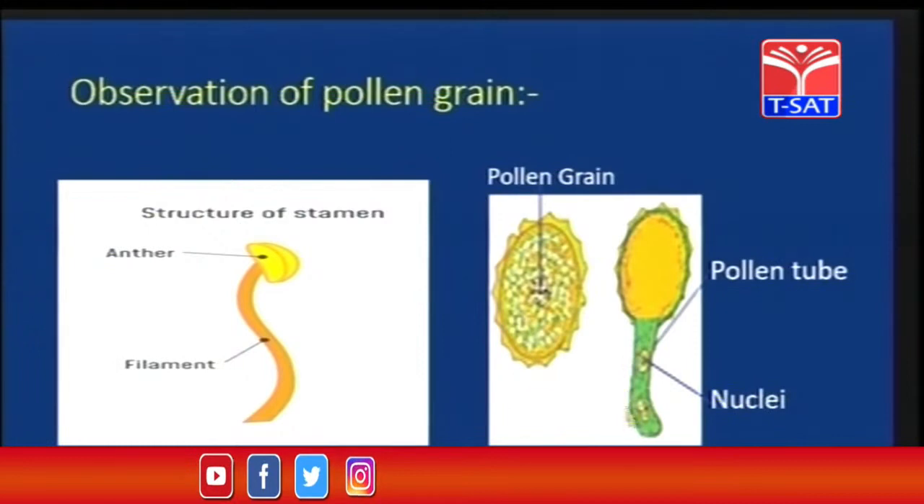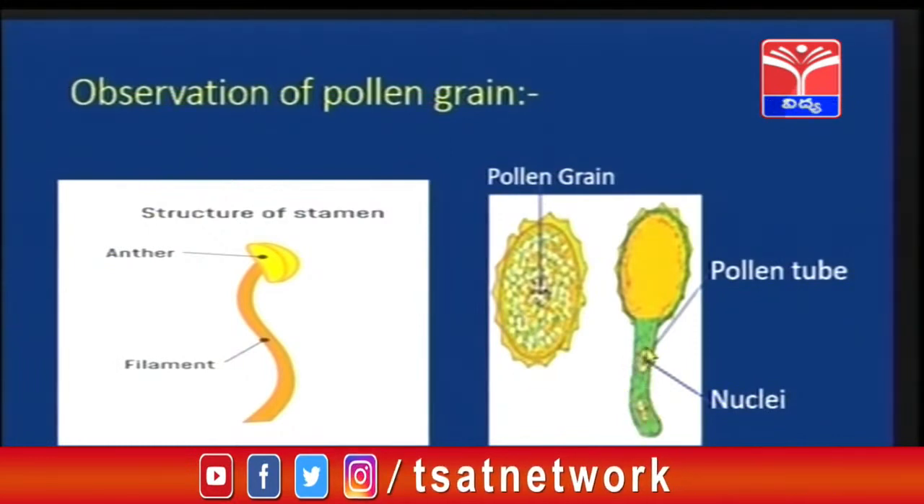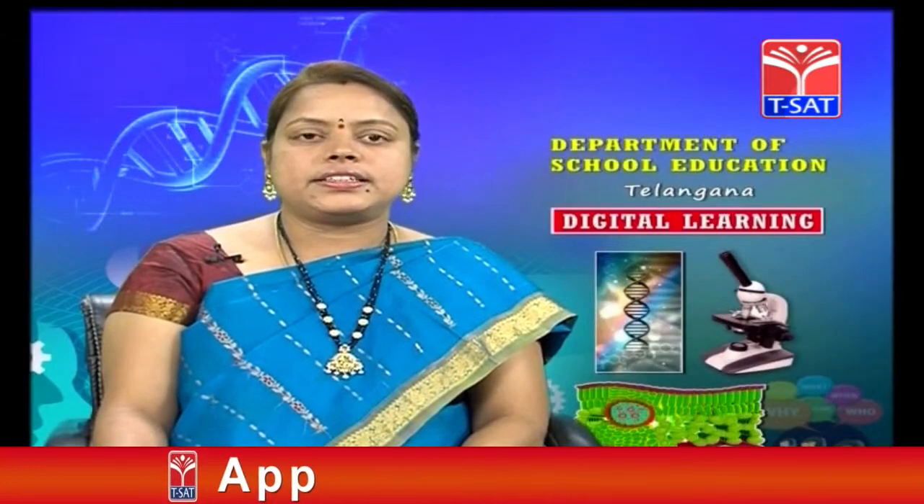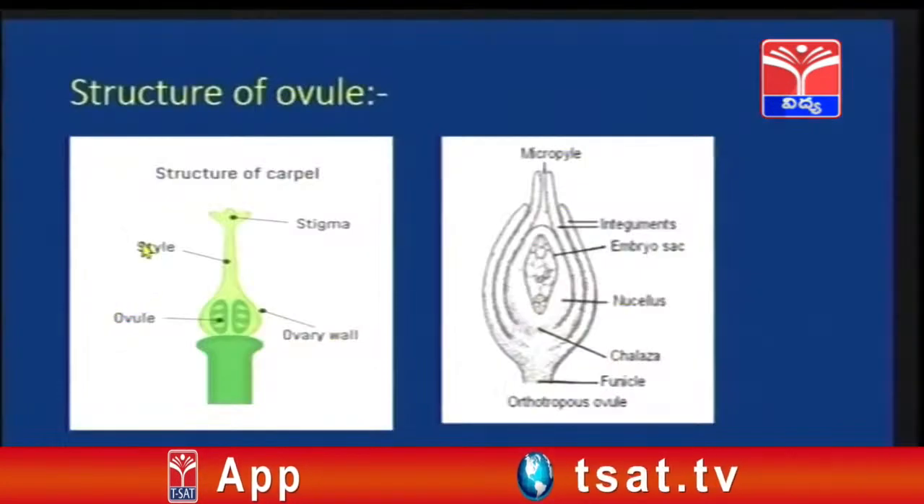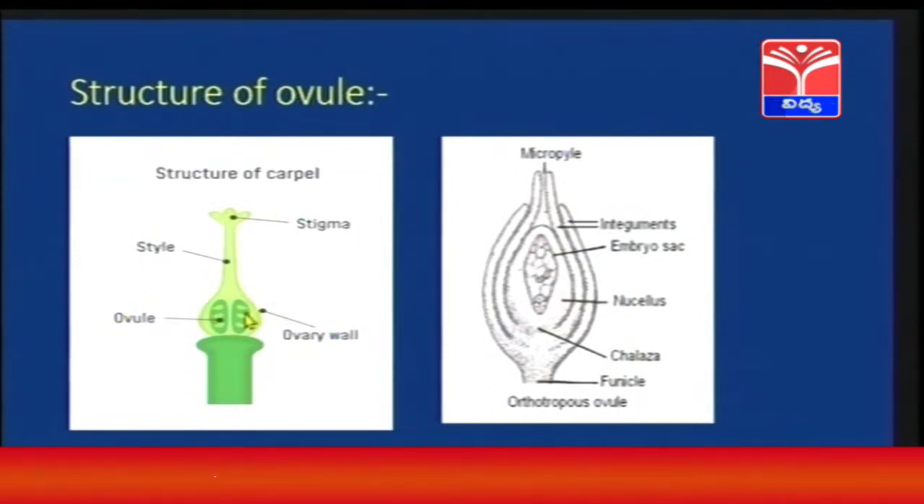Inside the pollen tube, nuclei are present, and the number of nuclei is 2. Let us study the structure of the ovule, that is nothing but the carpel. It consists of the stigma, style and ovary. Now we are going to study the ovary part.